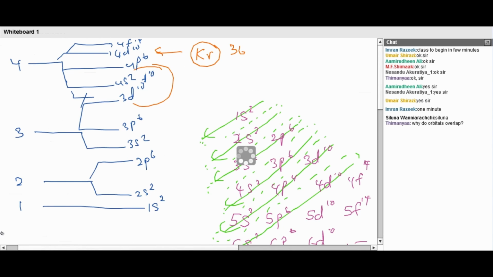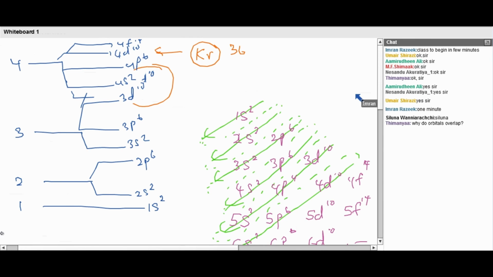The question is why do orbitals overlap? That is the nature. That happens. Throughout, the orbitals won't be in the order. Sometimes certain orbitals come below the other one. Right? So therefore, you should know that the order is given here. You can predict the order from this.